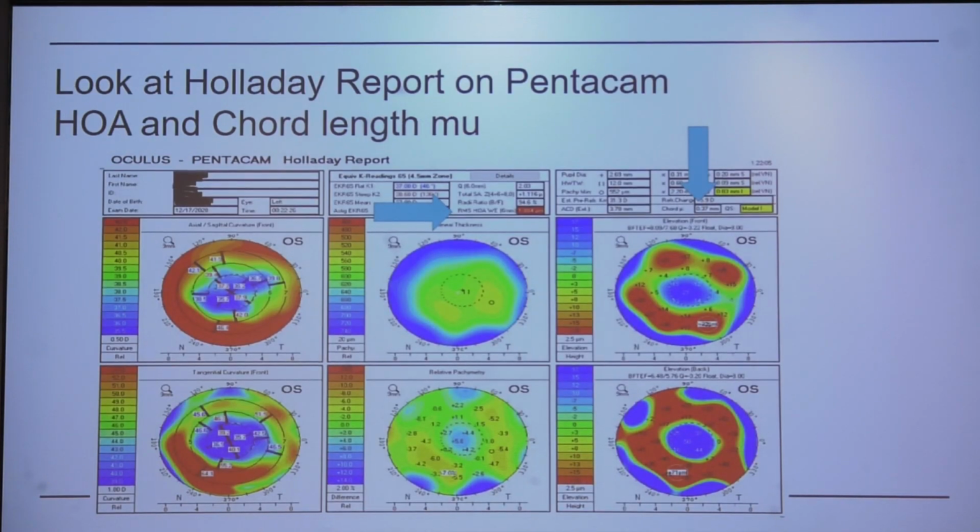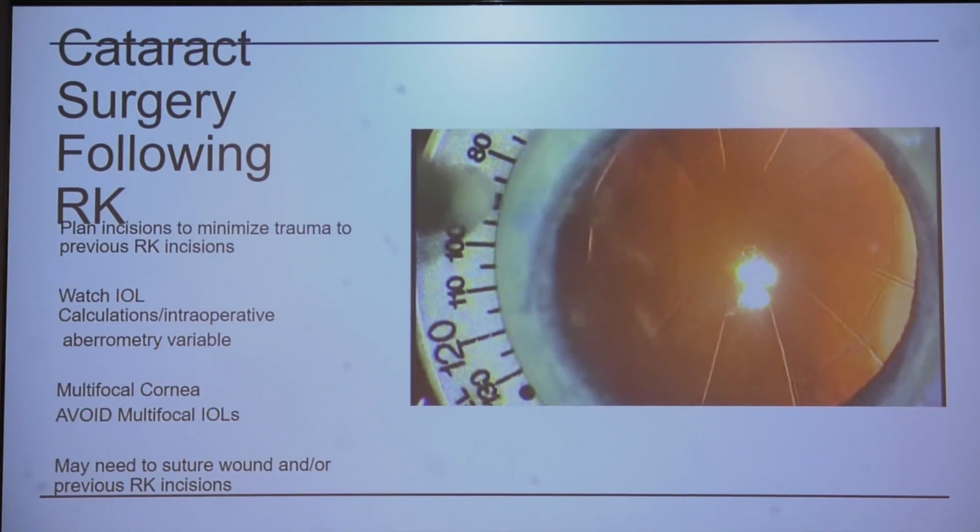One thing that's really important when you have a previous refractive surgery patient, especially someone who had LASIK or PRK, is I really like to look at the Holladay report on the Pentacam, looking at higher order aberrations and also chord length mu. Chord length mu relates to angle kappa. And it's really nice because it's red, so it's red, stop, right? If you see a lot of higher order aberrations, as you can see here with the horizontal blue arrow, then you really do not want to put a multifocal or trifocal lens in that particular patient. Chances are they're going to be unhappy. You can use some of the EDOF technology. You can also consider an IC-8 lens, the small aperture lens as well.